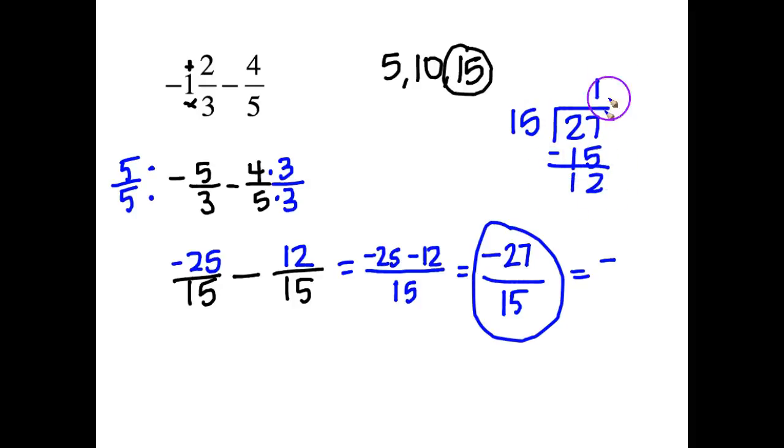So your remainder becomes your numerator. And your denominator stays the same. Your denominator was a 15. It's going to stay a 15. So this is equivalent to 1 and 12/15. But once more, I am going to be looking for an improper answer, not a mixed number. I prefer improper fractions over mixed because it's going to save you some time. So just keep that in mind.